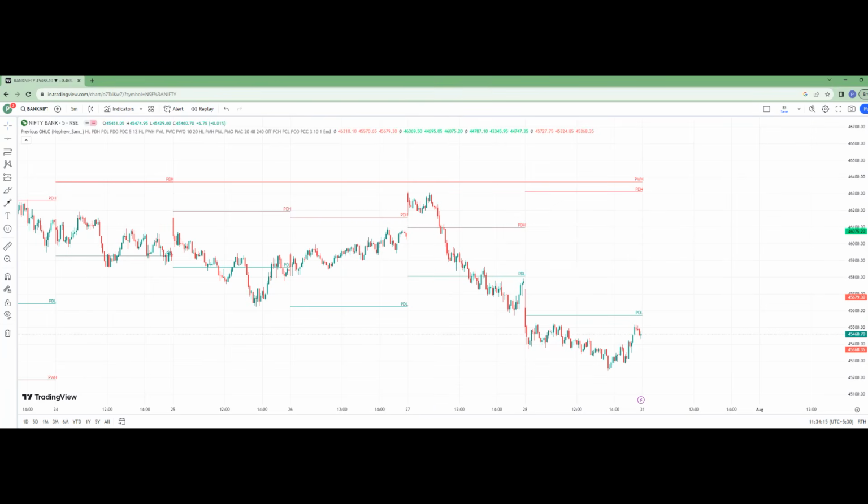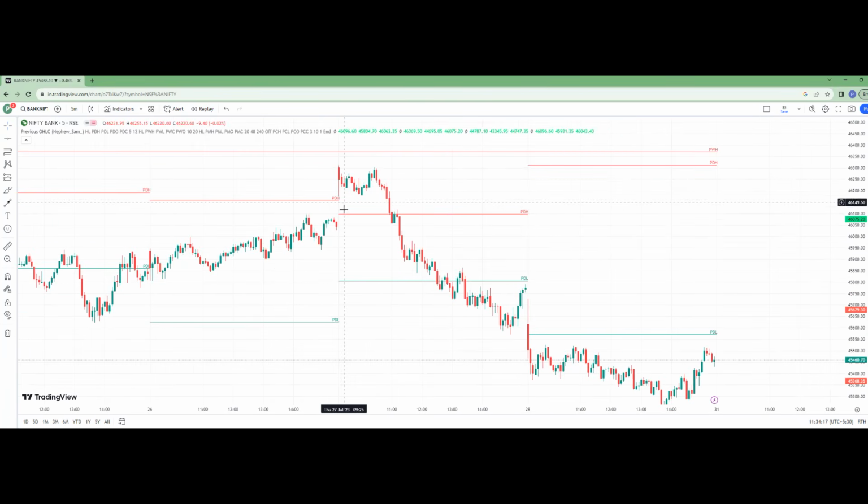Bank Nifty has opened gap up, and after that we can see that the price is in the consolidation phase. There is a previous week high also at this level. After that the price has broken the high of the previous day, the 26th day high is broken, and after that we can see that there is a fall in the price. And price took support exactly at the previous day low.